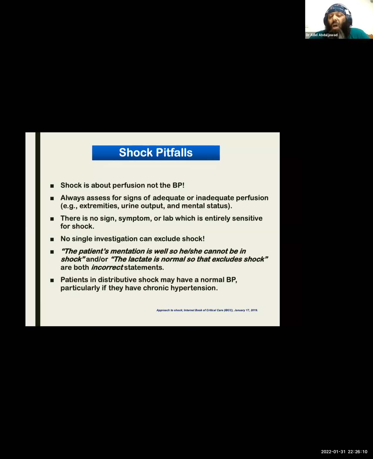Patients in distributive shock may have normal blood pressure, particularly if they have a baseline hypertension or are known to have chronic hypertension. So if a patient with chronic hypertension comes to you with a normal blood pressure, but is still showing signs of hypoperfusion, it is the so-called occult shock or cryptogenic shock. The patient's blood pressure looks normal to you, but look at his baseline. So this is, again, addressing the role of history taking. You should know how his baseline was before coming to you.